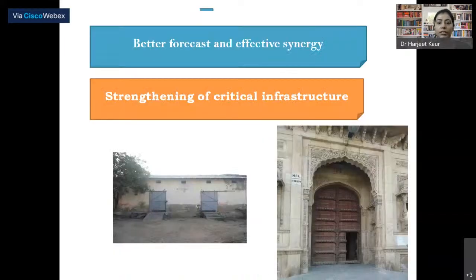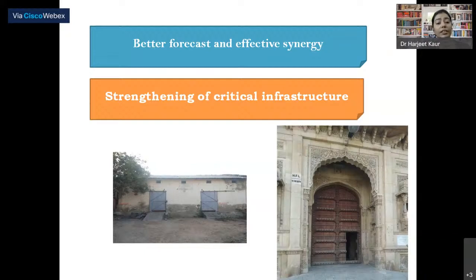Next, we recommend better forecasting and effective synergy. We know that weather forecasting needs to become more effective, and to achieve this, not only the science of forecasting but also its dissemination and follow-on action after the forecast needs to be improved. Agencies such as IMD, the Central Water Commission, now under the Ministry of Jal Shakti, and the Indian National Centre for Ocean Information Services, INCOIS, should have pre-notified protocols with national and state level agencies for appropriate information and warning.